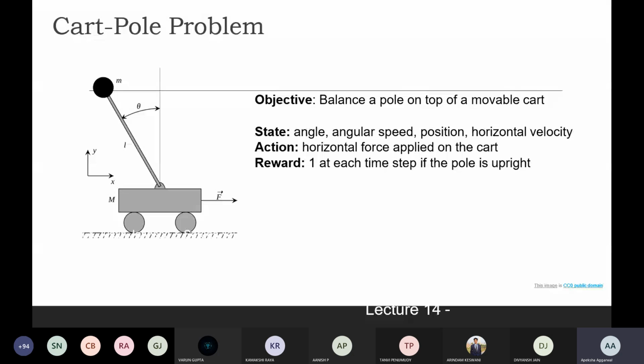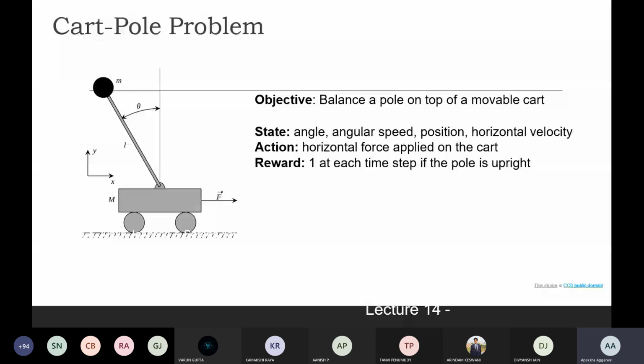So every time we are moving this cart from one position to another, this pole should be upright. Whatever action we are taking, that is, applying some force on the cart, is the action. And every time we take that action, our reward would be that yes, our pole is still standing, it's still upright.